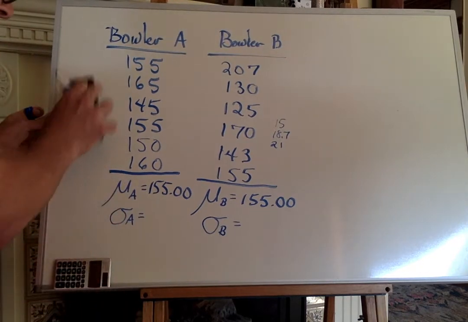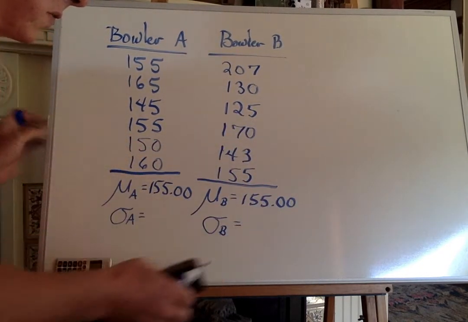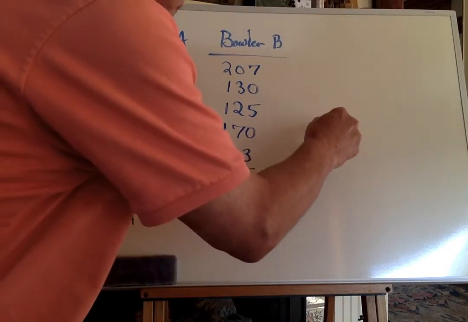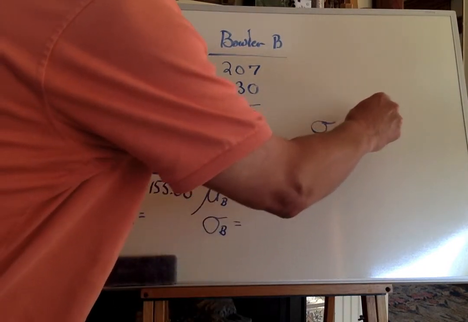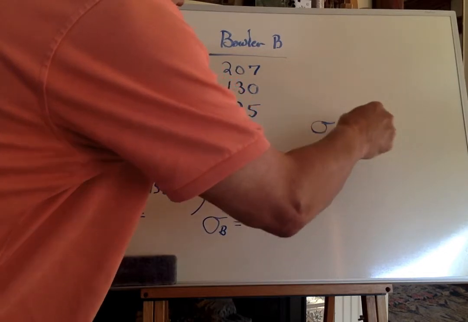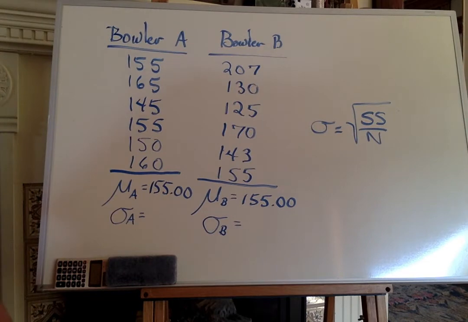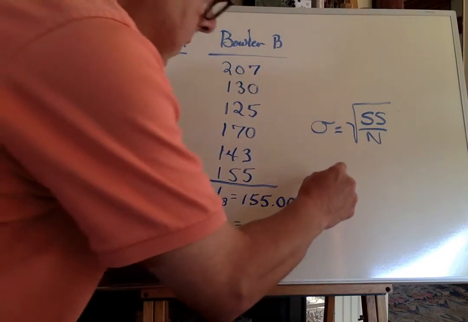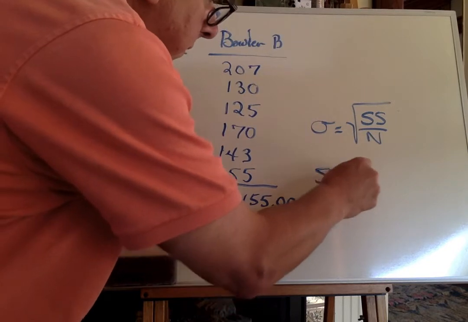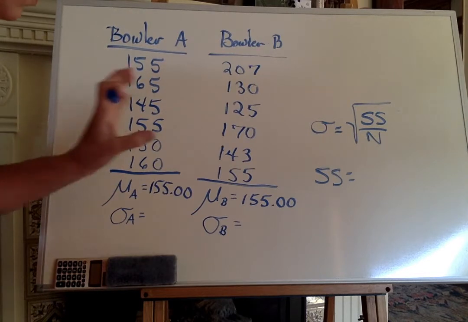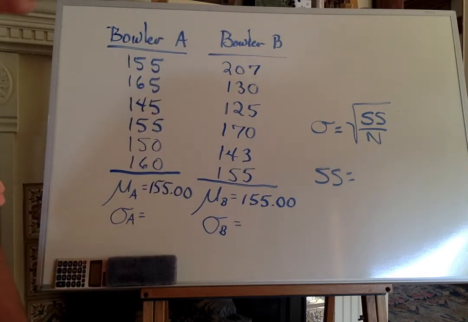Of course, we can do the calculations, okay? So remember our formula for standard deviation, it's sum of squares divided by n. We'll take the square root, okay? So we need to get the sum of squares first, and then it will be easy to just divide by 1, 2, 3, 4, 5, 6 and take the square root.